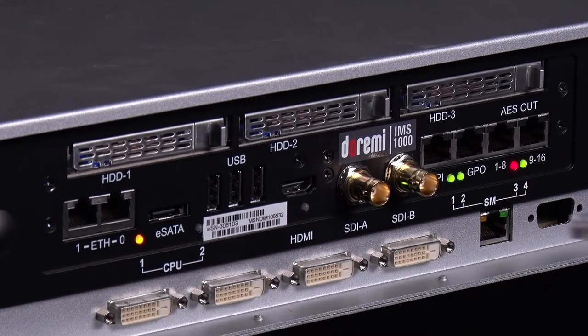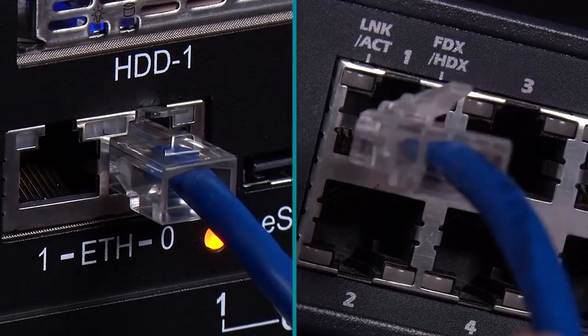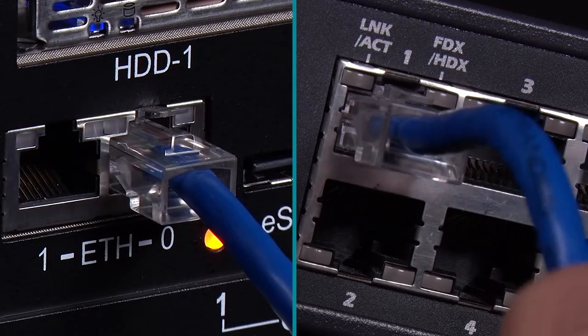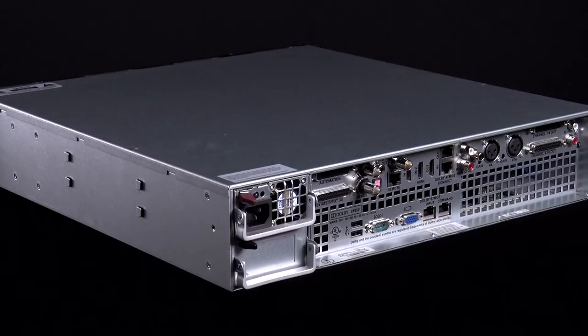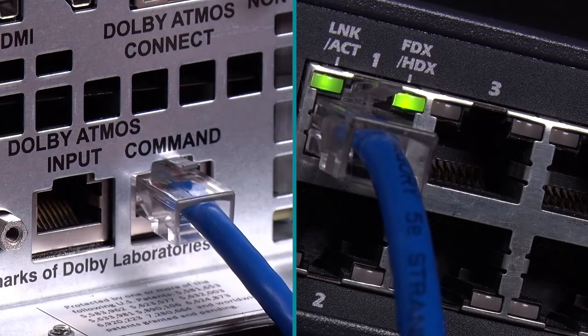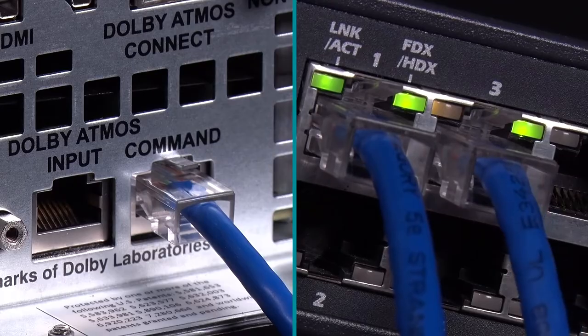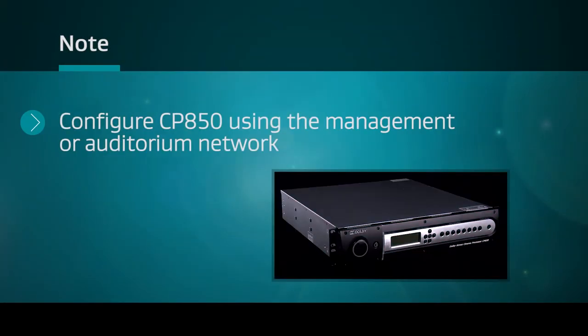Connect an Ethernet cable to either the Ethernet 0 or Ethernet 1 port on the IMS1000 and connect the other end to a gigabit switch. Connect an Ethernet cable to the command port on the Dolby CP850 and connect the other end of the Ethernet cable to the same switch the IMS1000 was connected to. Note that the CP850 should be configured under the management or auditorium network and not the media network.